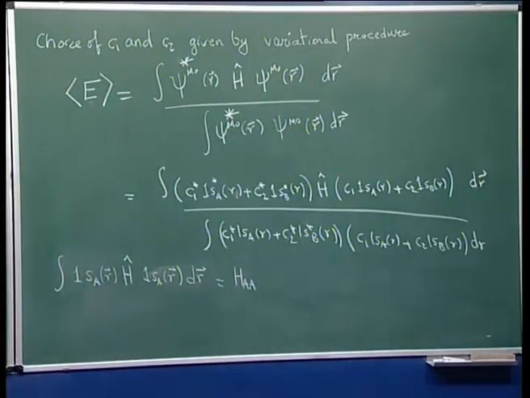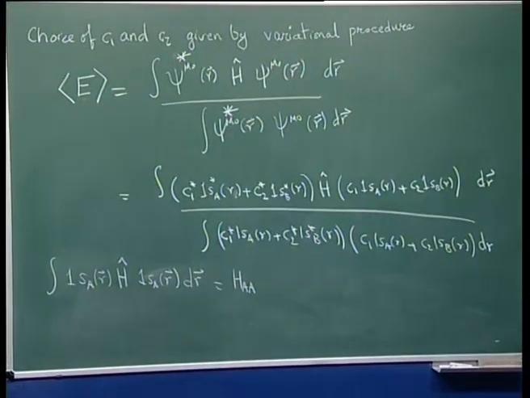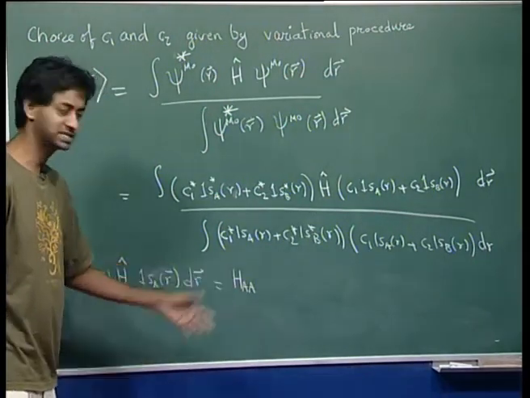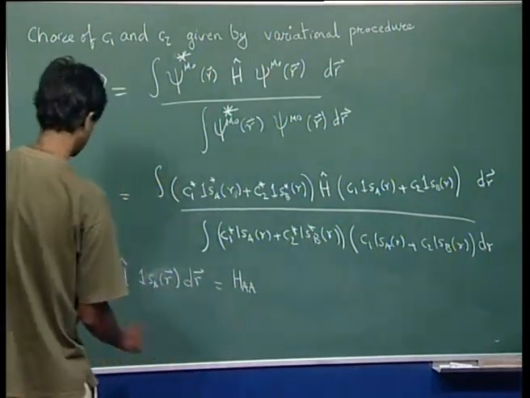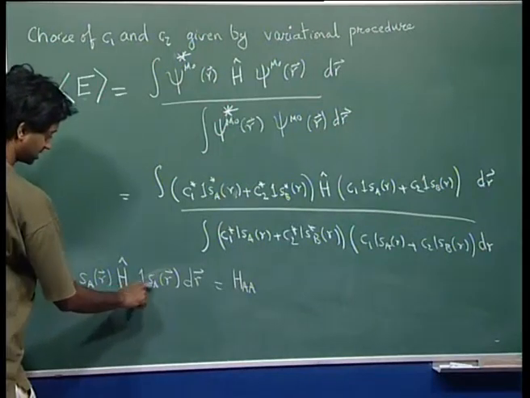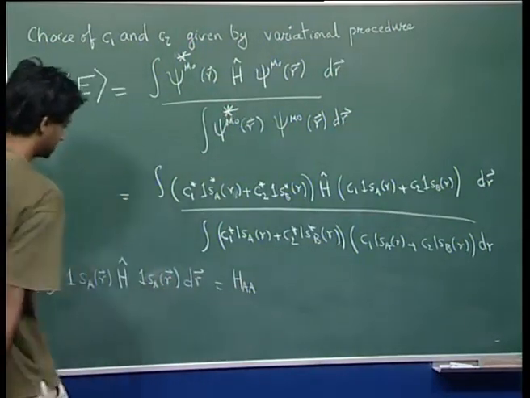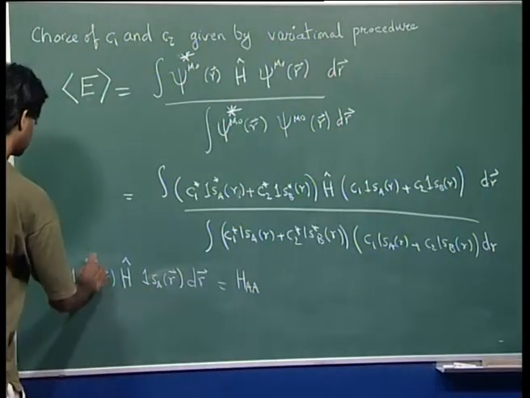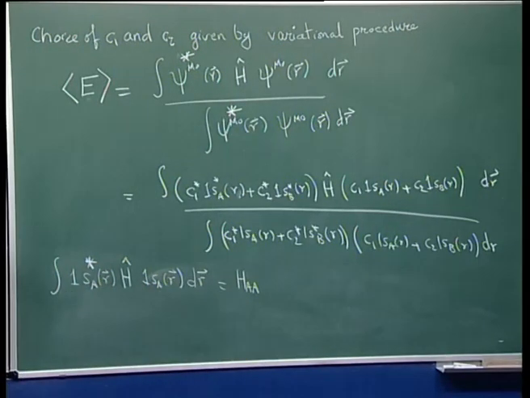HAA is independent of R; it is just some number, we call this HAA. Similarly, if you have 1SA and 1SB, we will call it HAB. And if you had 1SA H 1SB, we will call it HAB, and 1SB H 1SA, we will call it HBA.